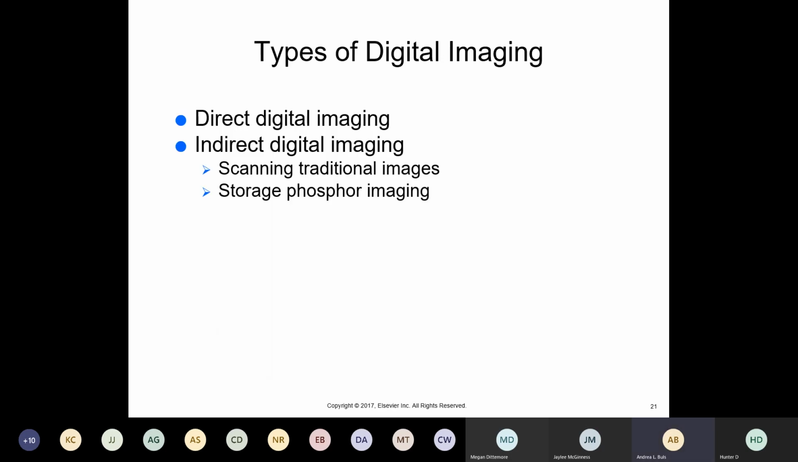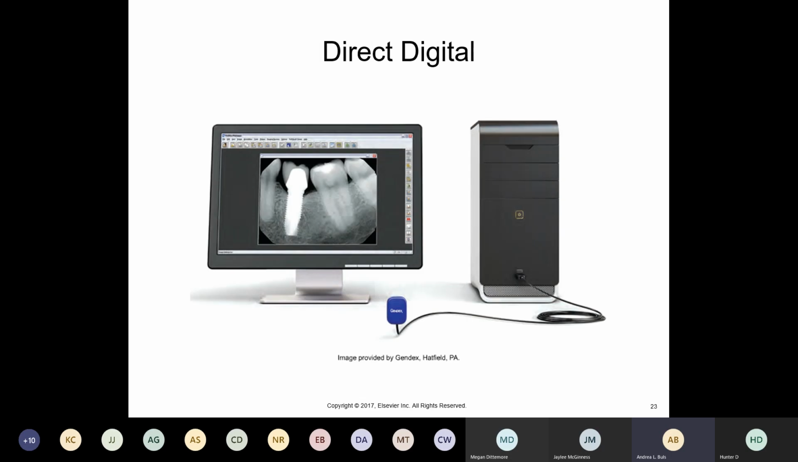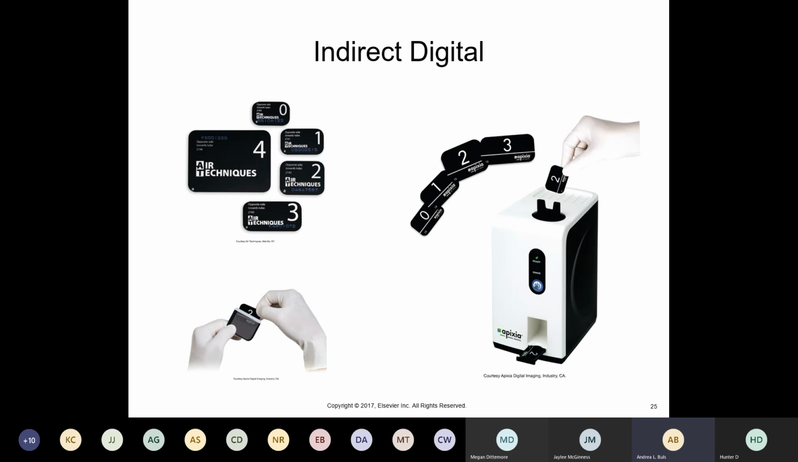There's direct and indirect, which we've already touched on. I won't go through that again. Direct is the sensor. You see the image right away. Indirect is going to be those PSP plates that require a scanner, and then they must be erased and they are reused. And here is what those indirect PSP plates look like. And you can see over to the right of this image, the operator is placing that number 2 phosphor plate into a scanner, which will then be connected to the computer and digitize that image.